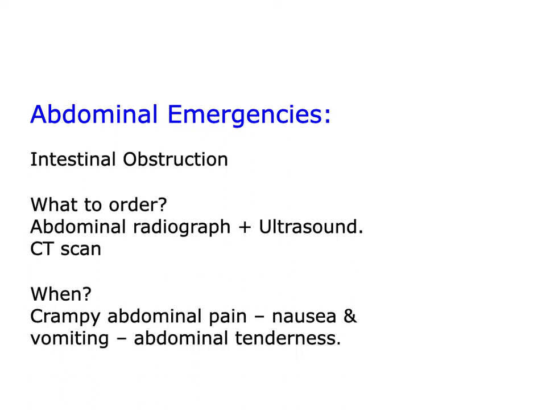So the first thing, with suspicion of intestinal obstruction, you have to request abdominal radiography plus ultrasound at the same time, okay? And then if there is a facility, we can suggest a CT scan in case it's available. If it's not available in your hospital, you are in the country or a rural area, it can be very difficult to get a CT scan. So abdominal X-ray and ultrasound.